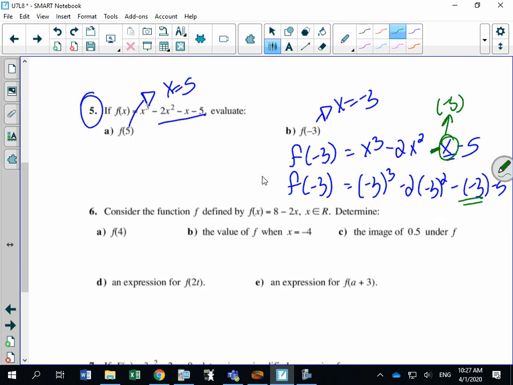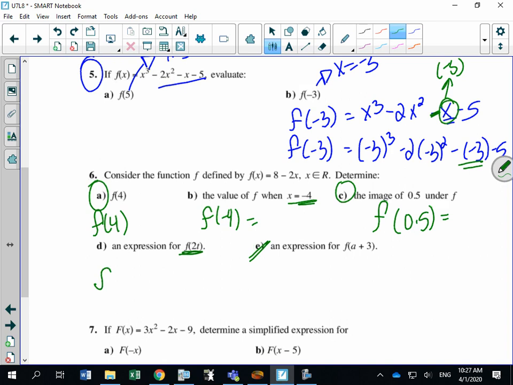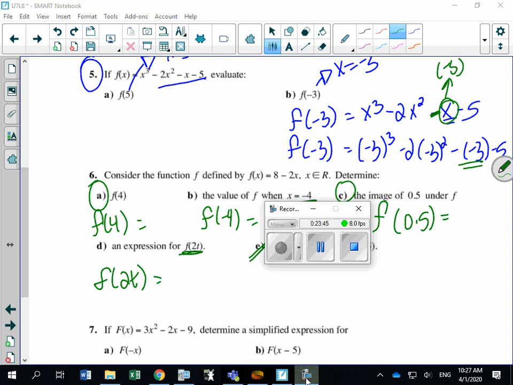And then 6A. Actually, do 6A, f at 4, and do 6B. 6B would be f at negative 4. And you could even do 6C, f of 0.5. Don't do E. Challenge yourself and try this one, f at 2t. So every time, take out your x and put in exactly what's in the brackets. Okay, so pause this, do those questions, and then we can come back. Actually, I think what I'll do is I'll stop this recording and I'll do part 2.